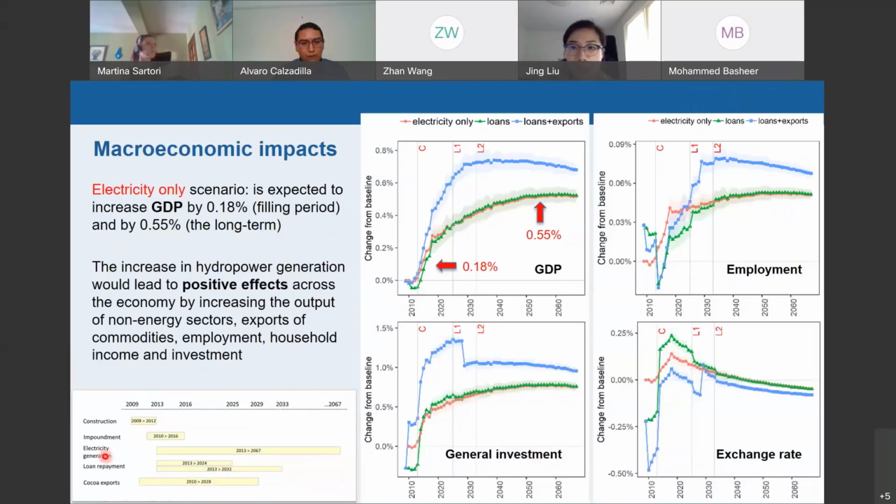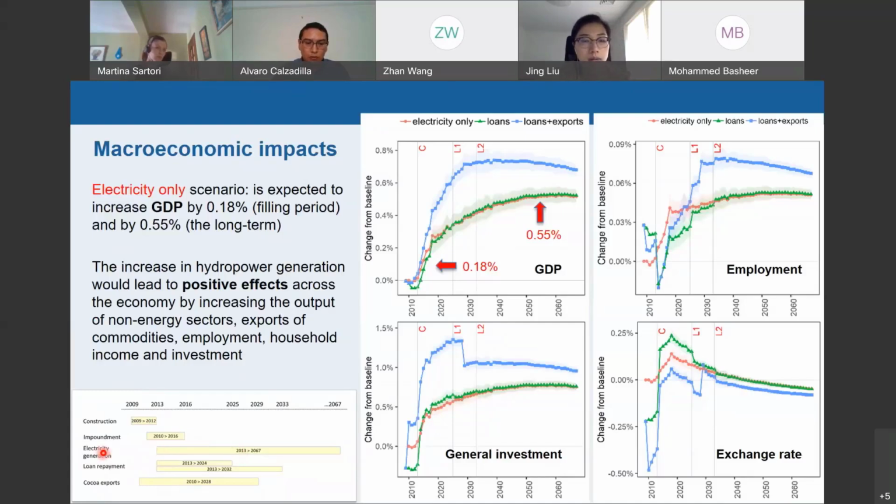In this part of this slide, you can see the different periods that we have for the different phases of the Buoy Dam. So we have the construction period, we have the filling period, we have the electricity generation period, we have the period of the two loans, and also we have the cocoa exports. Right, as you can see, there is a lot of things going on in the Buoy Dam, and every one of these has an economic impact, which will basically determine the GDP and the sectoral impacts.